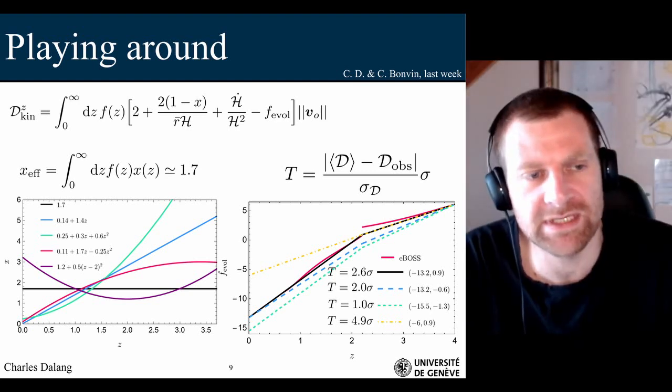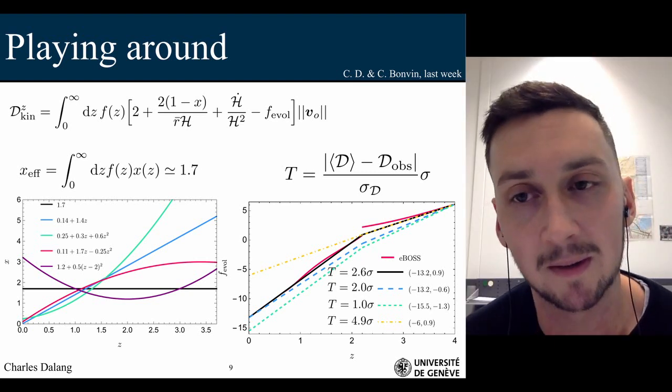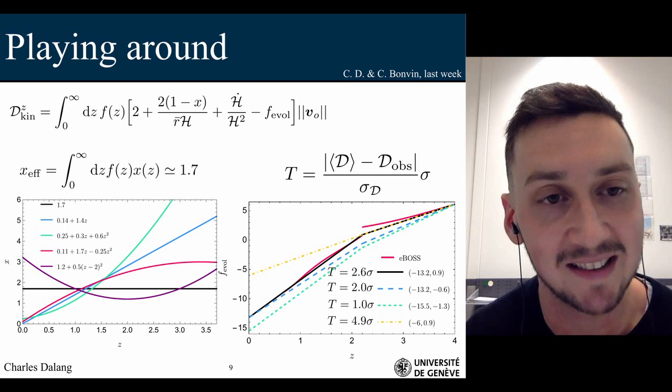So what does changing X of Z do? How does that affect things? It does affect it, but less. It affects the dipole less.